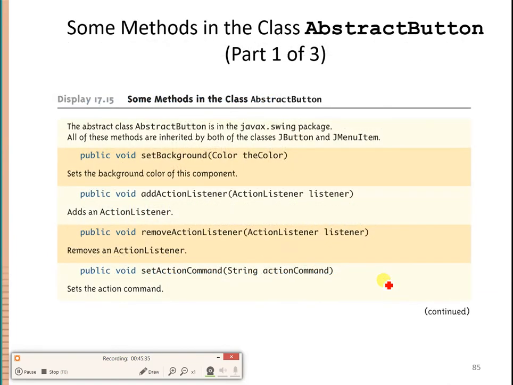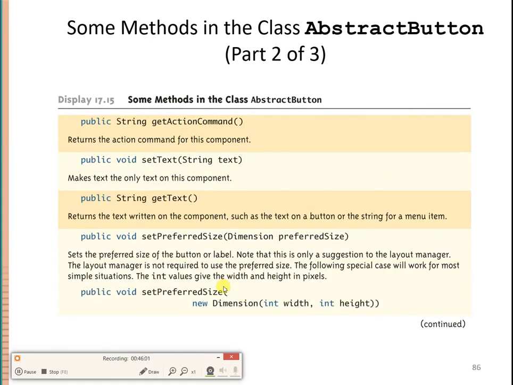There are some other methods also in the class AbstractButton. If you are using a JButton or a JMenuItem, we can use them. And from the names, you may have an idea of what these are going to do. setBackground, changing the background; addActionListener, registering the listener; removeActionListener, removing the listener, then no action will be taken if the user presses these buttons; and setActionCommand, which we have just seen.